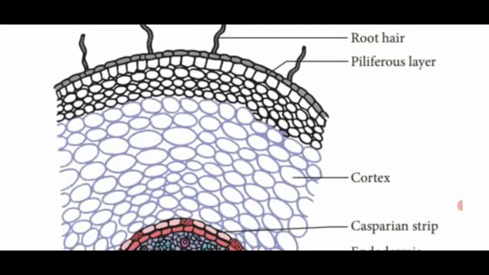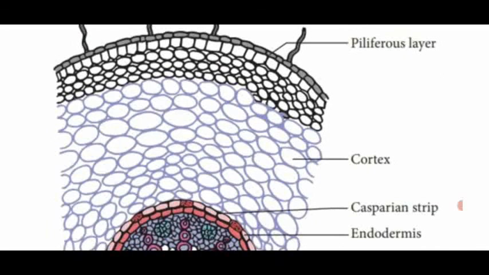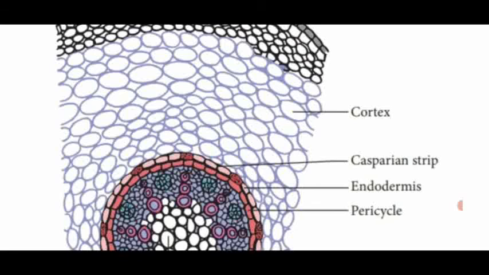Next one, transverse section of monocot root. Everything is the same. Outermost layer is called epidermis. Then unicellular root hairs, which are absorptive in function. Piliferous layer or epidermal layer made up of closely packed parenchymatous cells. Cuticle and stomata are absent. They give protection to the underlying tissues. Then inner to the epidermis, a large region is called cortex, made up of parenchyma with intercellular spaces, which is storage in function, storing food material and water.